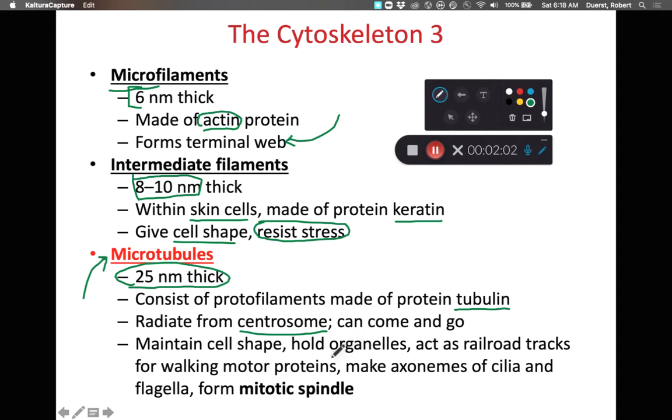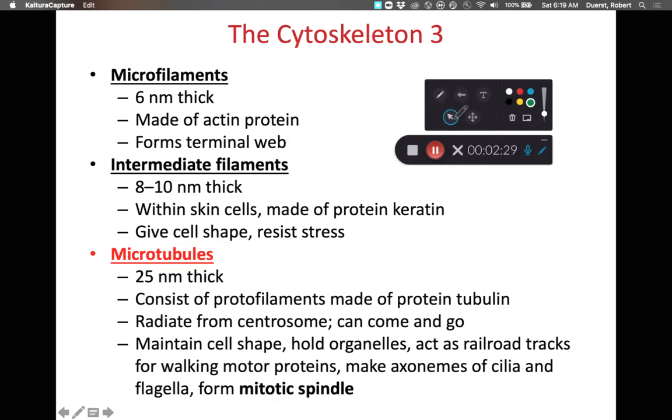Well, the microtubules serve the function of maintaining the cell shape, holding organelles in place, and they act as railroad tracks or highways so that we have walking motor proteins that can carry vesicles from one part of the cell to another part of the cell on the microtubule network. Microtubules are also going to make up the axonemes of both cilia and flagella, and for mitotic spindles, which are significant during nuclear division.